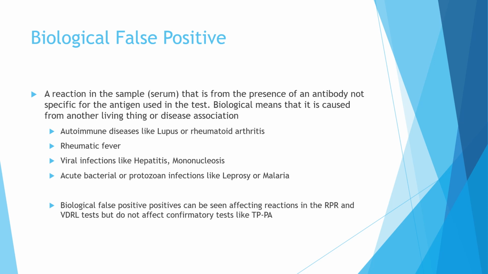Biological false positives can be seen affecting reactions in the RPR and the VDRL tests, but do not affect confirmatory tests like Treponema pallidum particle agglutination. It only affects the screening tests like RPR and VDRL. So if you get a positive on the RPR or the VDRL, it doesn't necessarily mean our patient has syphilis. It's just a screening test for syphilis.